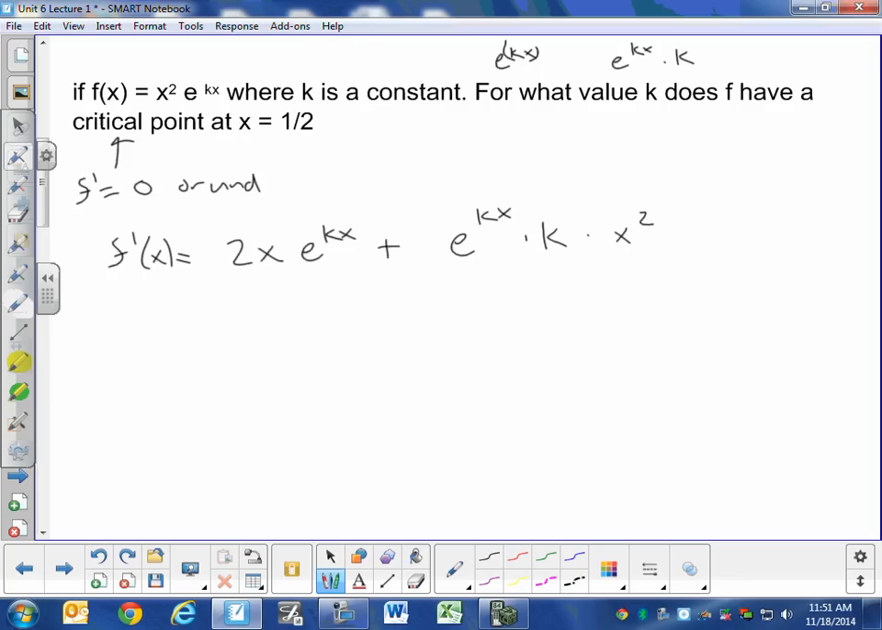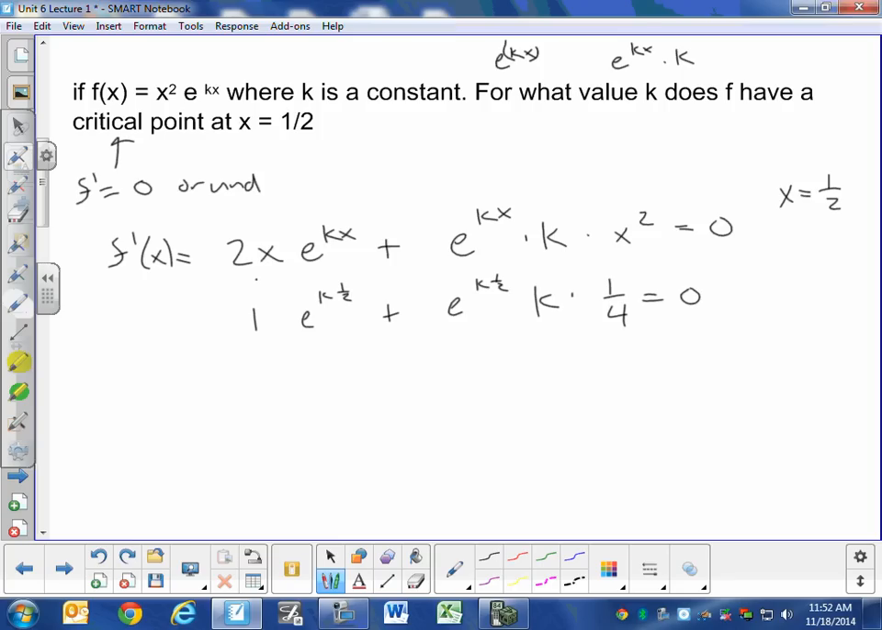Times x squared. Okay. We are told this equals 0 when x is a half. I can just plug in a half right now and figure out what k is. Maybe I do that. Maybe I want to simplify this first before I plug in a half. Let's plug in a half. Let's just go for it. If I plug in a half, I get 1 e to the k times 1/2 plus e to the k times 1/2 k times 1/4.